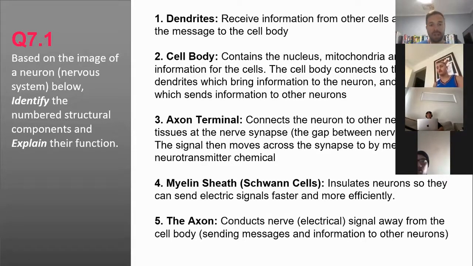Learning a skill. Then number 5, guys, if you haven't already done it, is the axon, and that just conducts the signal away from the cell body to the next nerve. So that's kind of like the cord, like the charging cord. So we call that the axon. All right.